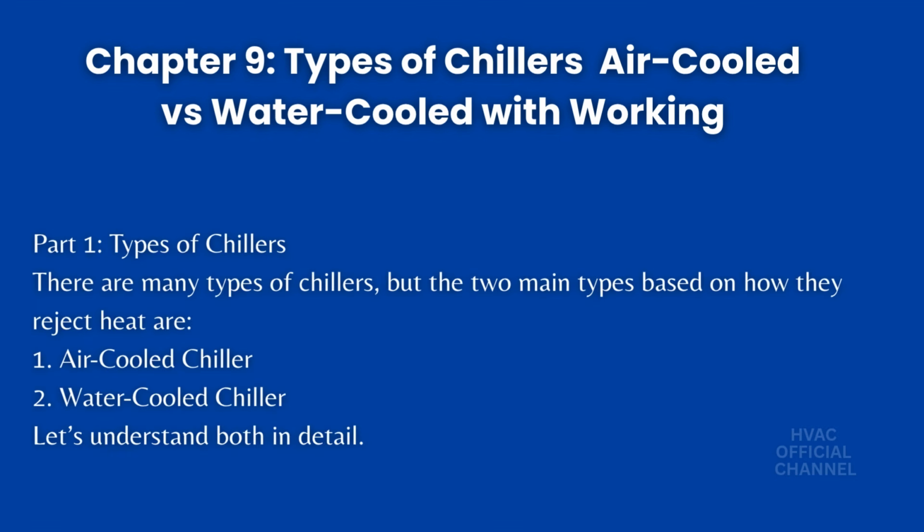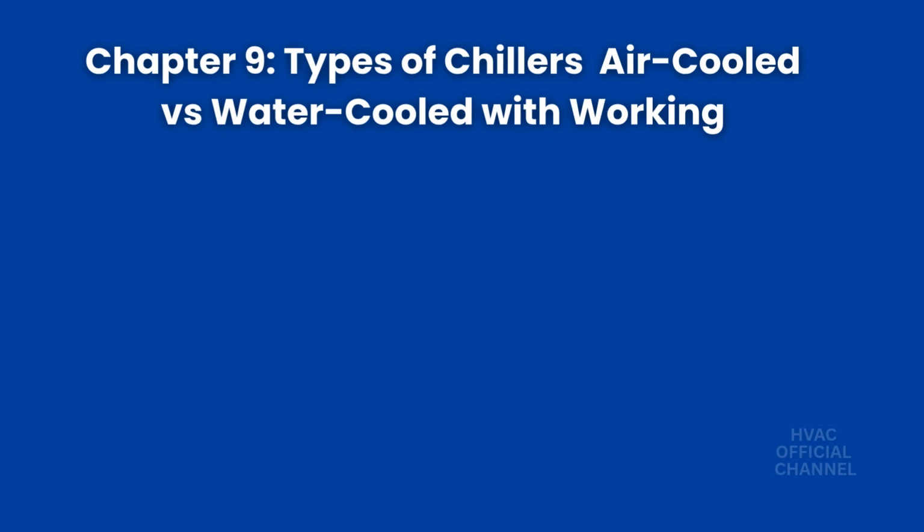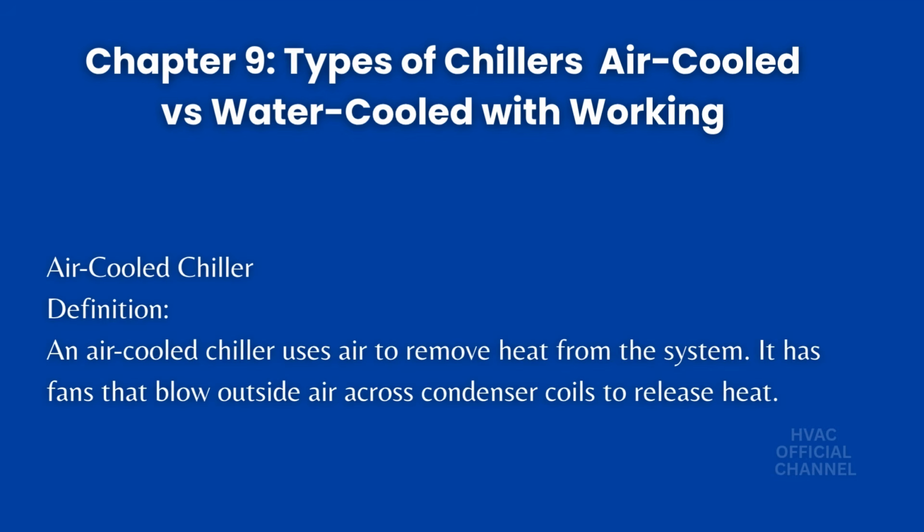Part 1. Types of chillers. There are many types of chillers, but the two main types based on how they reject heat are: 1. Air-cooled chiller. 2. Water-cooled chiller. Let's understand both in detail. Air-cooled chiller definition: an air-cooled chiller uses air to remove heat from the system. It has fans that blow outside air across condenser coils to release heat.